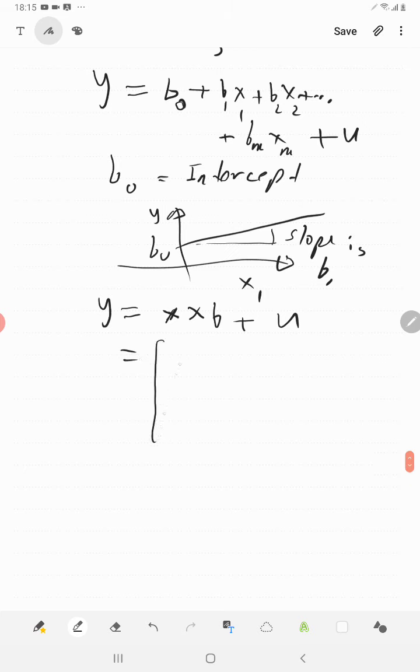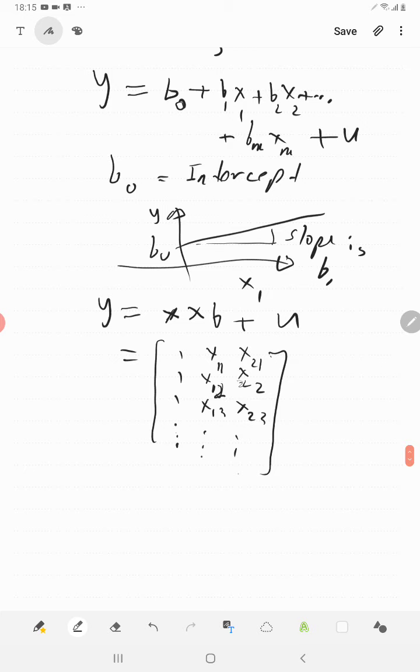X is 1, 1, 1, x1, x2. Okay, x1 j, x1 1, x1 2, x1 3, and so on. Here x2 1, x2 2, x2 3, and so on, okay?